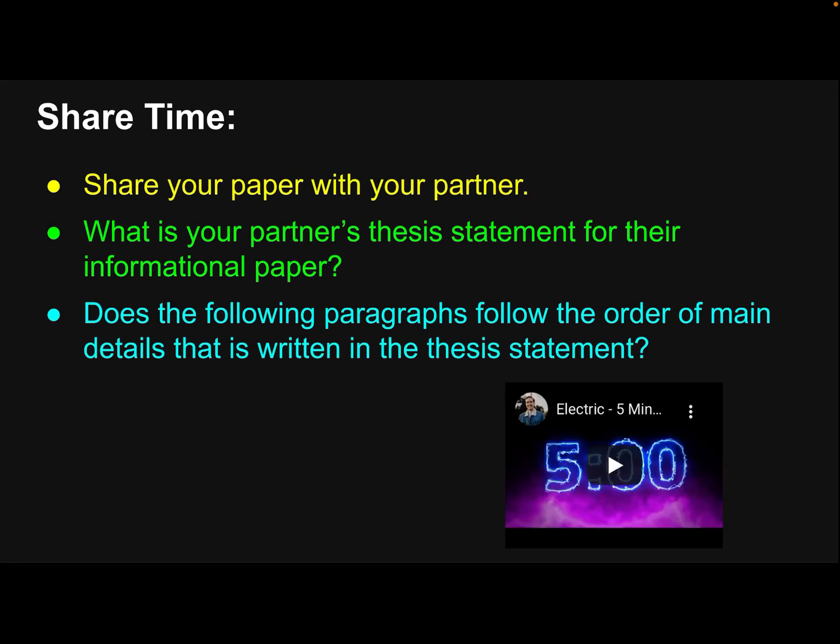When it's time for share time, you're going to share your paper with your partner, and you're going to look for your partner's thesis. And then they're going to make sure that the paragraphs following your introduction and your thesis statement follow the main order in which your thesis statement is written. Okay, because it is the roadmap. It's kind of like your table of contents, sort of. So it says what order your paper is going to be written in. Make sure your paper is written in that order.